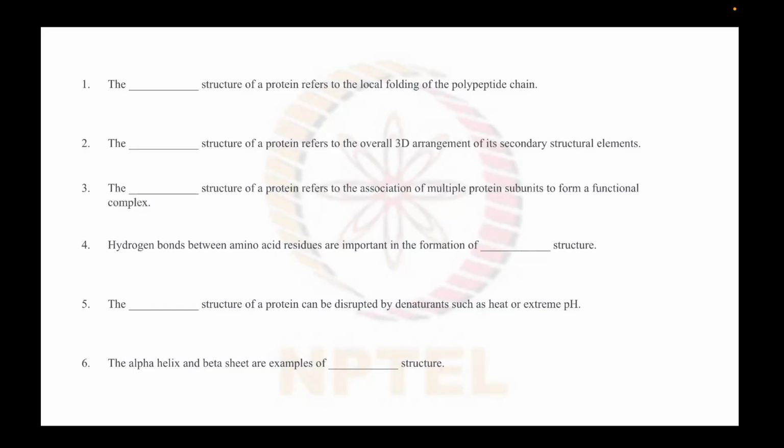We'll try to answer them one by one. So what level of structure of a protein refers to the local folding of a polypeptide chain?